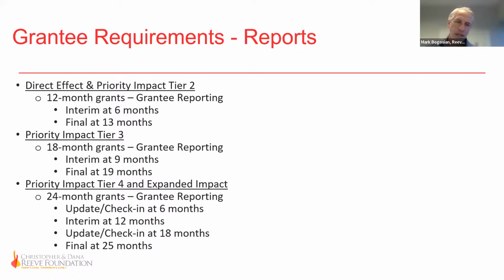This is all on the website as well, but there's an interim report at 6 months and a final report at 13 months, and that's for the direct effect grants. For the expanded impact grants, it's a 24-month period. So we're looking at an update or check-in at 6 months, an interim report at 12, another update or check-in at 18 months, and then a final report at 25 months.